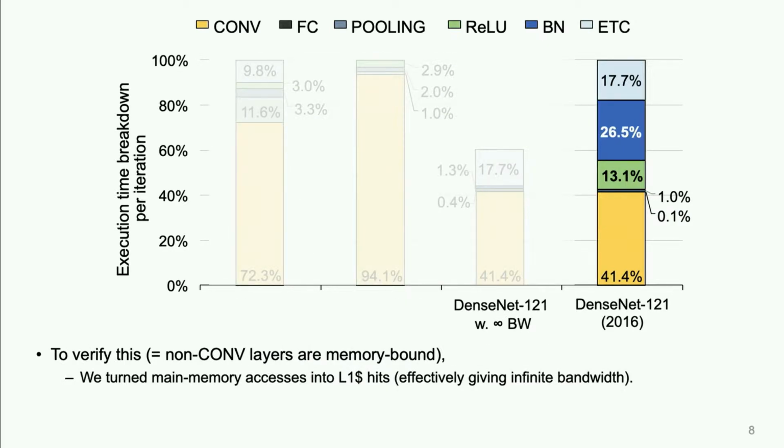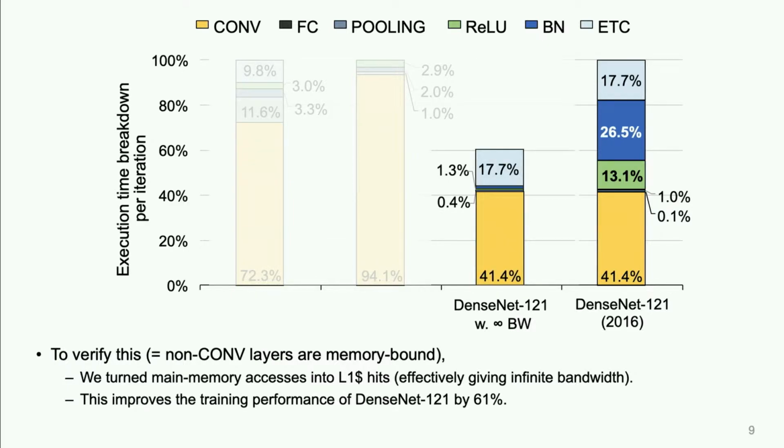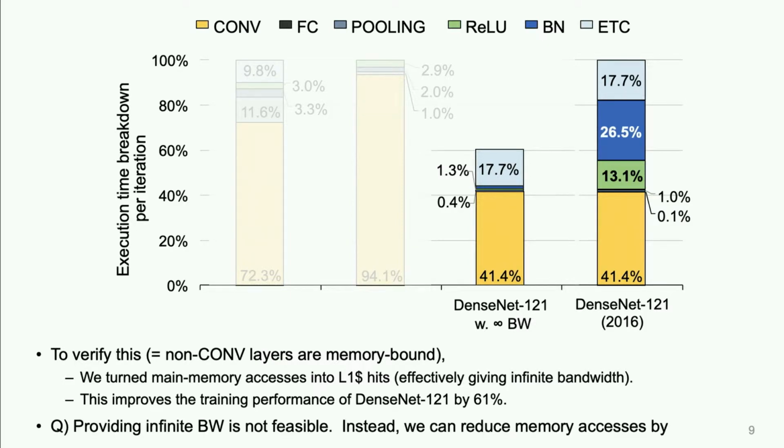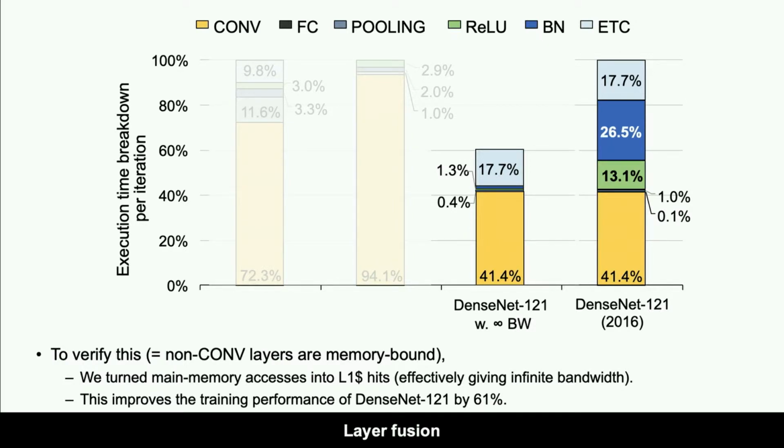To see the memory bandwidth bottleneck of these non-convs and the potential speedups without it, we did a simple experiment modifying some code of a framework, and we turned every main memory access of BN and ReLU into an L1 cache hit, thereby effectively giving infinite memory bandwidth. In that hypothetical machine with infinite bandwidth, we get a large speedup of about 60% on DenseNet. And definitely this is not possible in real hardware. We cannot provide infinite bandwidth. So what we do instead to reduce the memory access on those non-conv layers is a layer fusion technique.